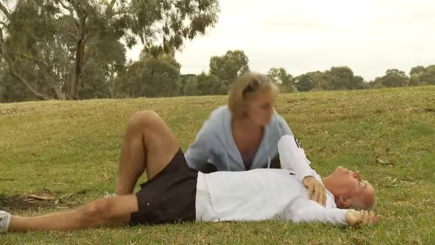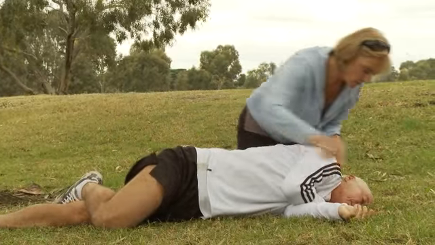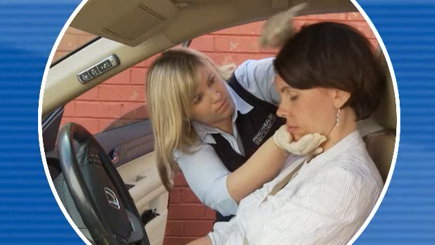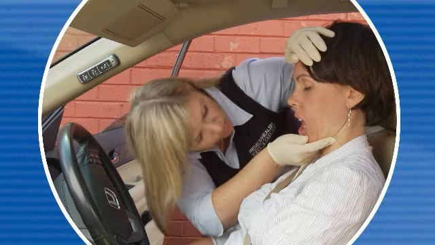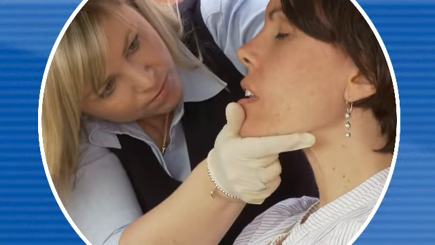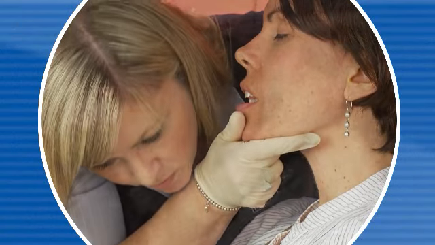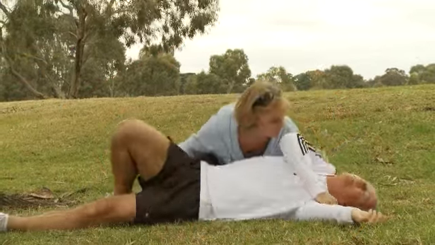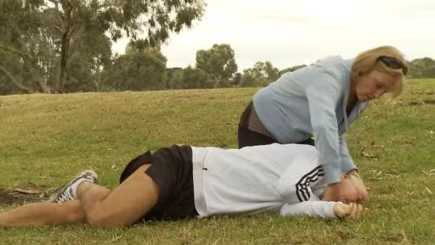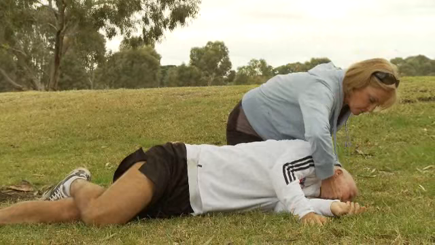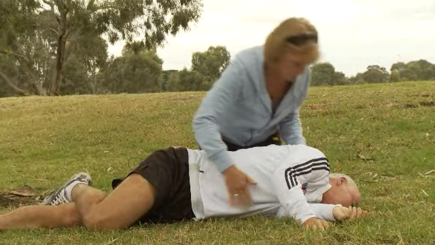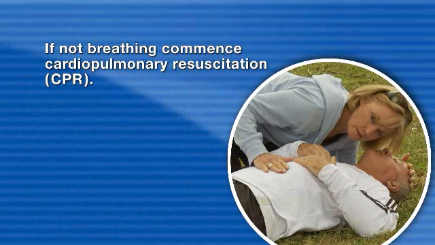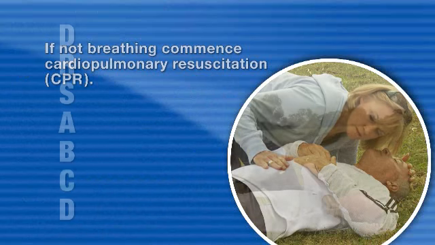When turning an unconscious casualty, handle them gently. Avoid any twisting of their head and spine. If a person is in a wheelchair or trapped, for example in a vehicle, and the airway is open and breathing is present, they can be managed without attempting to move them. The airway and breathing takes precedence over any other injuries, including a spinal injury. If the unconscious casualty was not breathing, you would commence cardiopulmonary resuscitation.